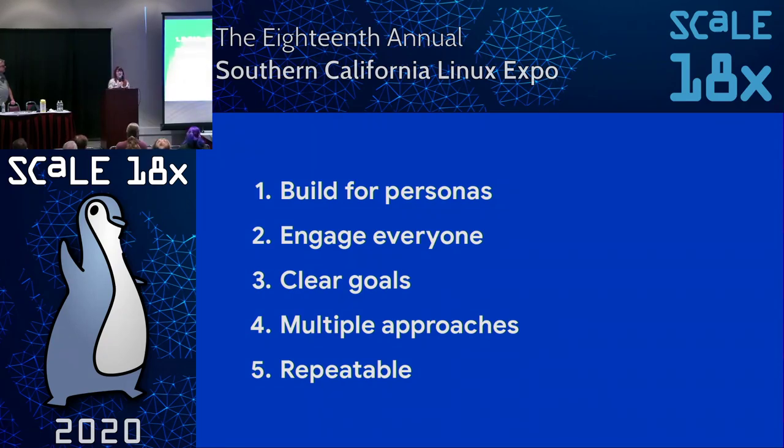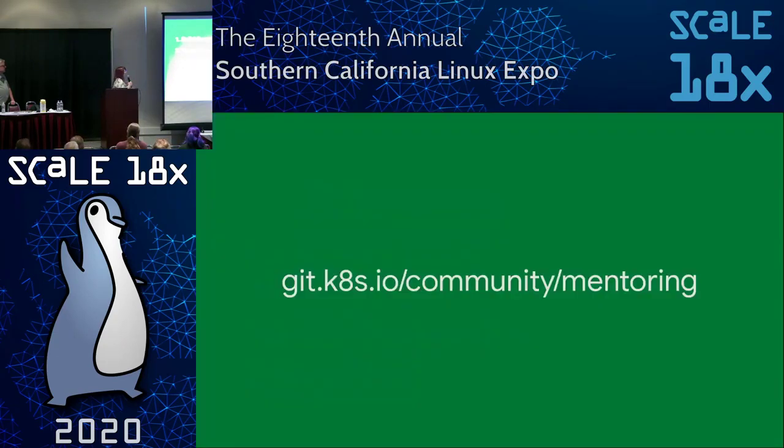So to review some of the system characteristics: build for personas, engage everyone, have clear goals, multiple approaches, repeatable, because we want you to adopt this. Mentorship is, again, a very traditional thought process, and we think that it doesn't have to be this way. So we've created a lot of documentation around the programs themselves, the processes, and it's important for you to know that you don't need to be a maintainer to build these programs for any open source project that you're involved with.